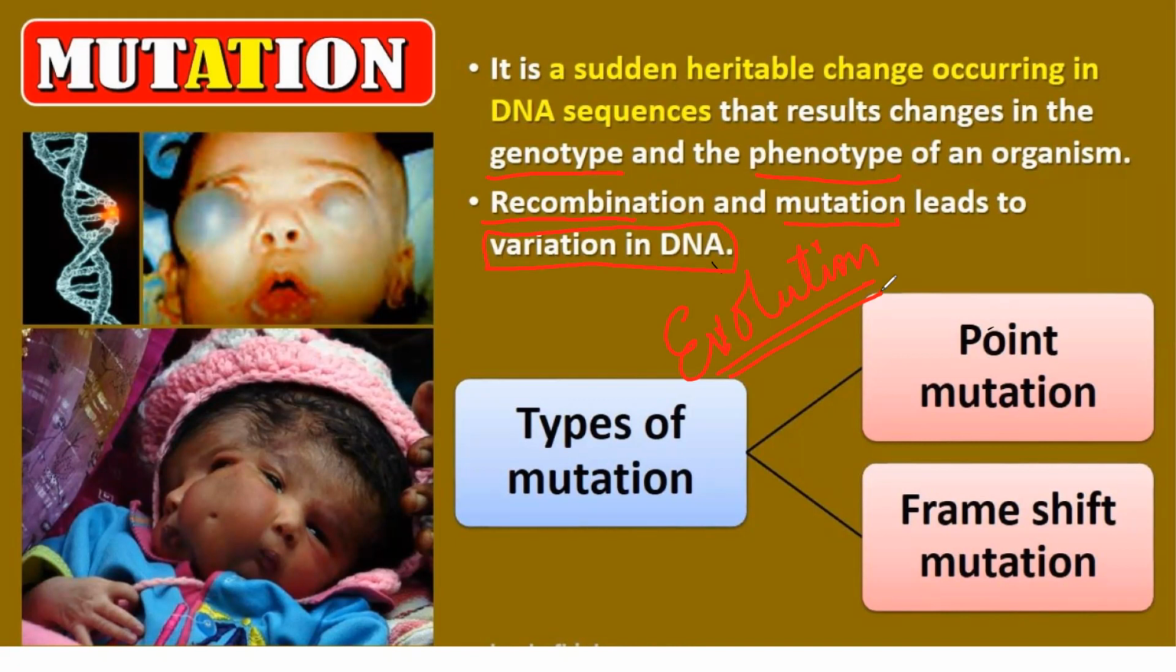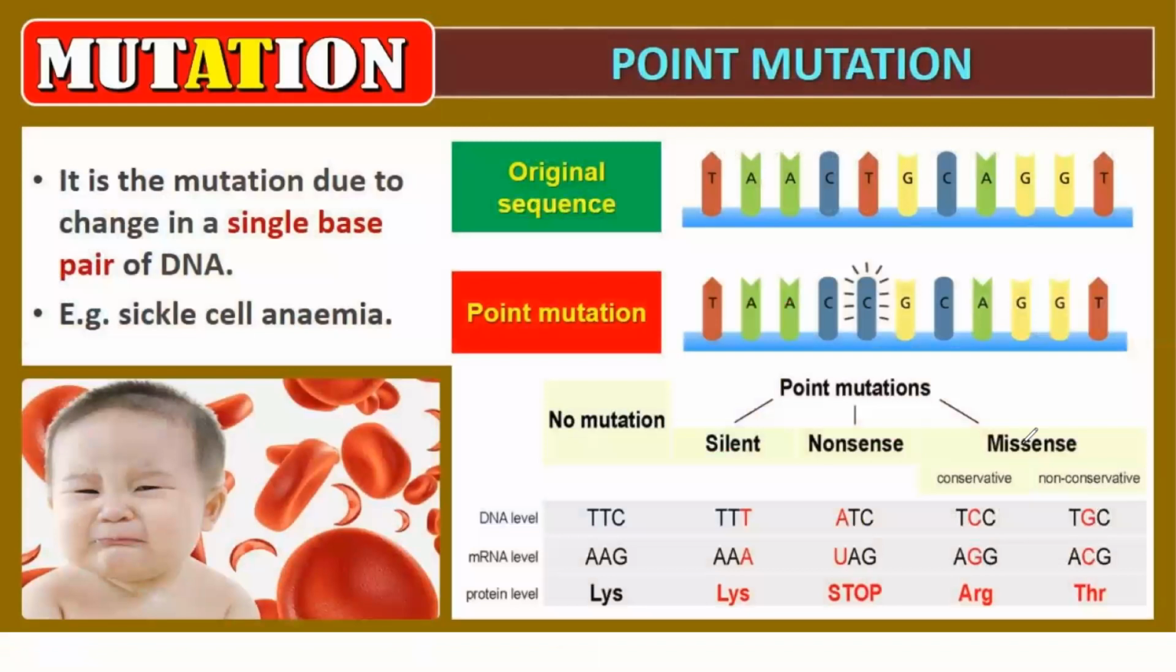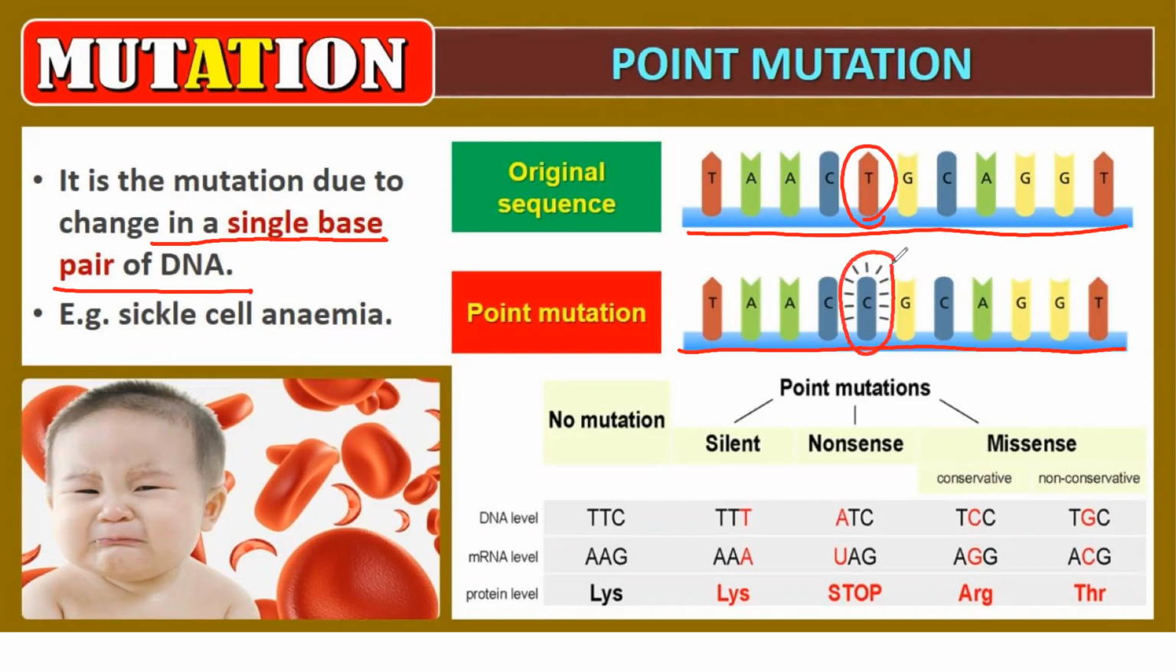The types of mutation that we will learn are point mutation and frame shift mutation. As the word indicates, point mutation is a mutation that takes place in a single base pair. Let's see an example. This is the DNA sequence and this has to be read out, right? But instead, in the place of T, there is a change to C. So this is a point mutation.